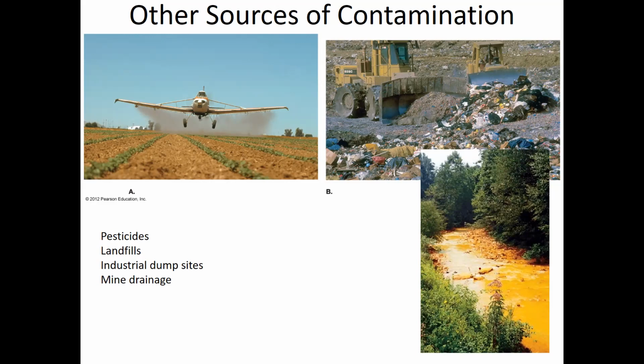And so also mine drainage, so groundwater that is flowing out of abandoned mines is leaving the ground faster than it normally would. So minerals that are dissolved in the water come out at a much higher rate. And so you get this really hard water that has a lot of iron or sulfur dissolved in it. And so you get these red or orange streams, like you see in the bottom right here. Now this water is so hard that it can't support life.